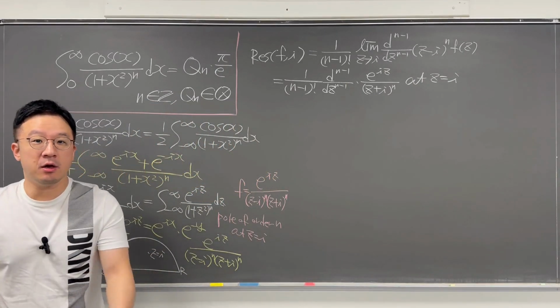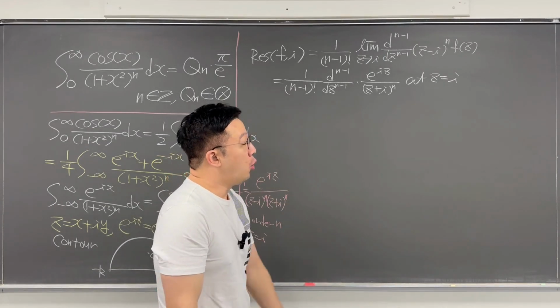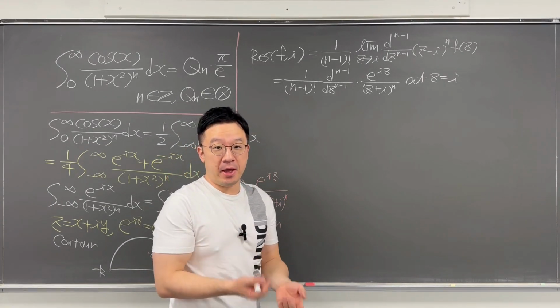So that's why we can talk about this integral from negative infinity to infinity of e to the power of iz over (1 plus z squared) to the power of n dz, right?